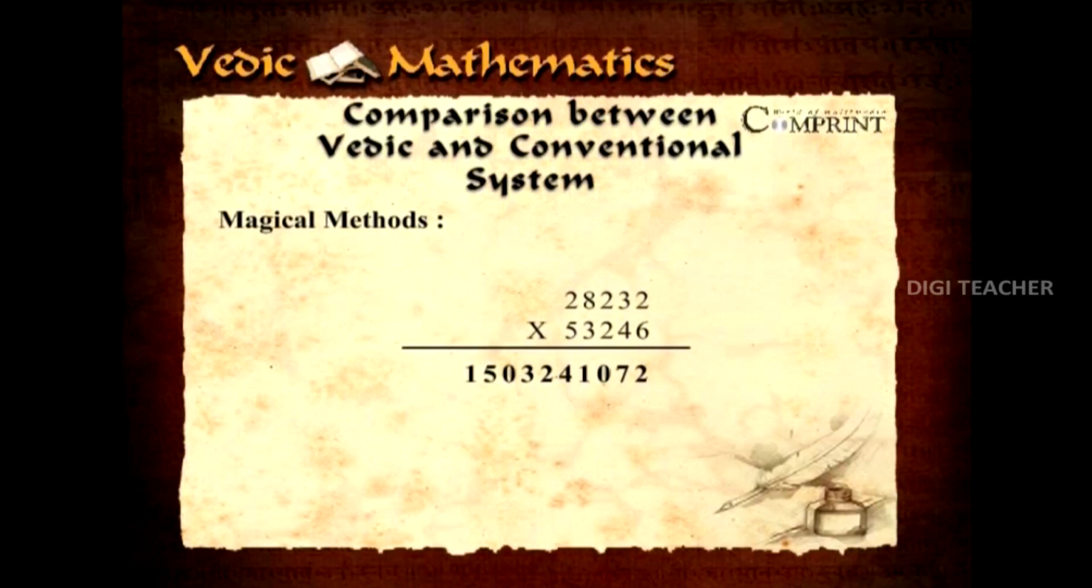The above problem has been done using the crisscross technique of Vedic mathematics. Once you have a little practice, you can do it straight, which means 28,232 multiplied by 53,246 equals 150 crore 32 lakh 41,072.